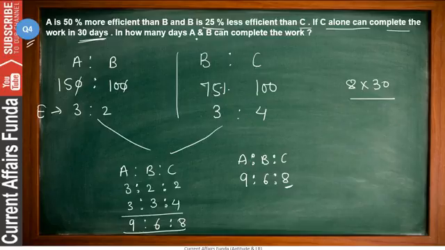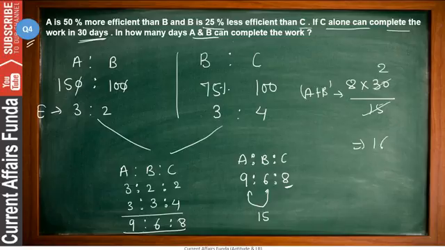And in how many days can A and B complete the work? The combined efficiency of A and B will be 9 plus 6, which is 15. So divide by 15. A plus B will do it in 8 into 30 divided by 15, which is 2 times 8, it will be 16 days. That will be our answer. Follow only this method in your exams, because this is a really very precise method that I am delivering to you.